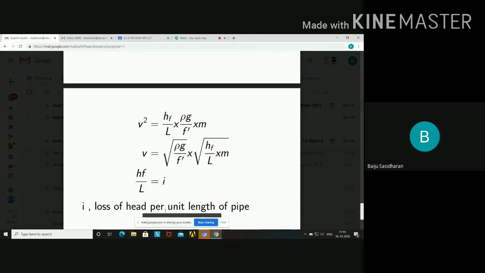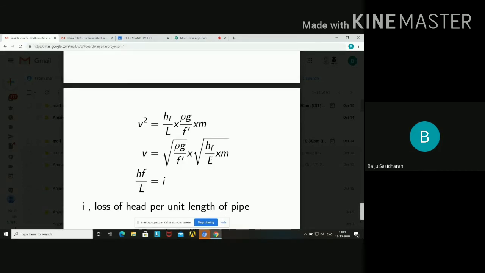That is, hf by L, hf you know already as the loss of head due to friction, per unit length is indicated as i. That is, i indicates loss of head per unit length of pipe. Okay, so this hf by L will be i. So, m into i.